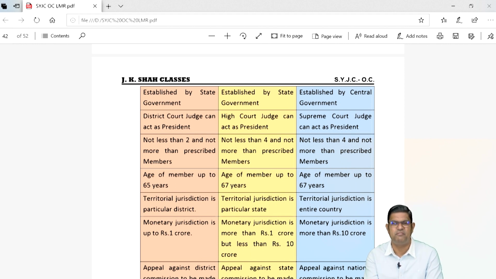Same is the rule applied for the स्टेट कमीशन. स्टेट कमीशन में 4 से कम नहीं होना चाहिए और वो नंबर से ज्यादा नहीं होना चाहिए जो स्टेट गवर्नमेंट ने प्रिस्क्राइब किया हुआ है. And as far as the national commission goes, again the same thing. There should not be less than 4 members and उतने members से ज्यादा नहीं होना चाहिए जो गवर्नमेंट ने तय किया हुआ है.